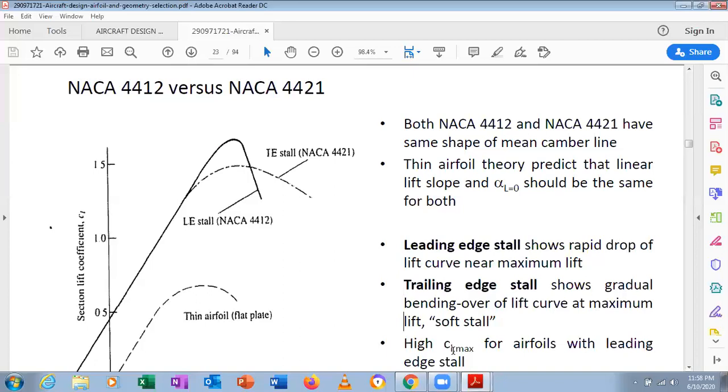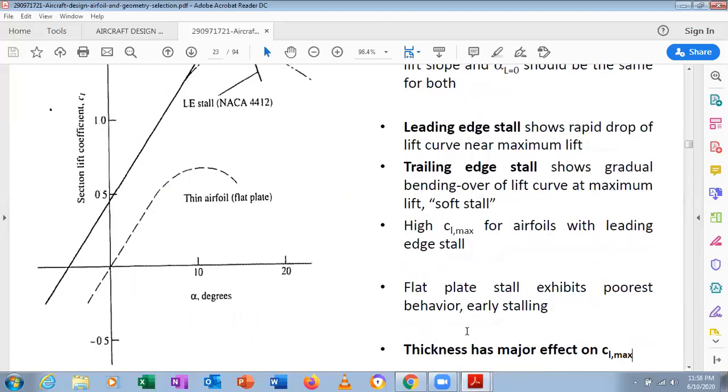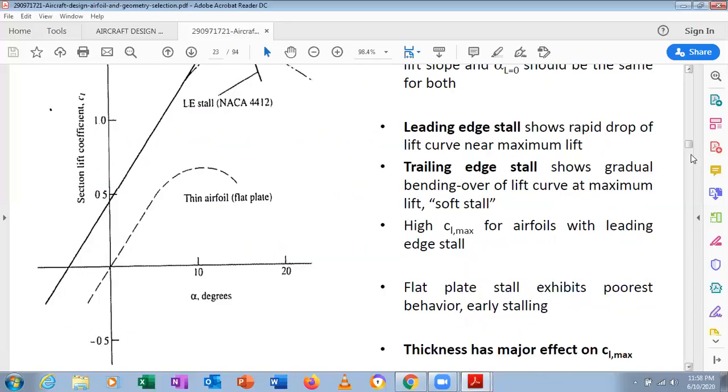And high CL max for airfoils with a leading edge stall, and flat plate stall exhibits the poorest behavior, early stalling. Thickness plays a very important role in the CL max. Please make a note of it here. Thickness has a major effect. We can see here thin airfoils and a flat plate, and with thickness, CL max plays a very important role. Understood?